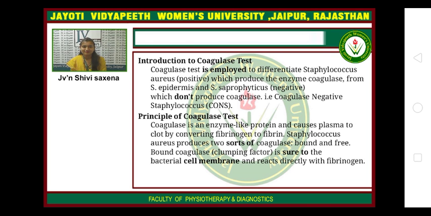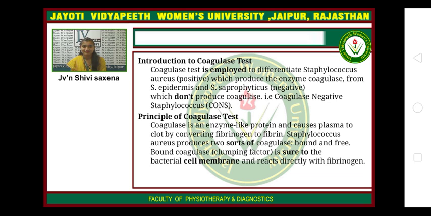Introduction to the coagulase test. The coagulase test is employed to differentiate Staphylococcus aureus, which is positive and produces the enzyme coagulase, from Staphylococcus epidermidis and Staphylococcus saprophyticus, which are negative and do not produce coagulase. Example: coagulase-negative Staphylococci, CoNS.